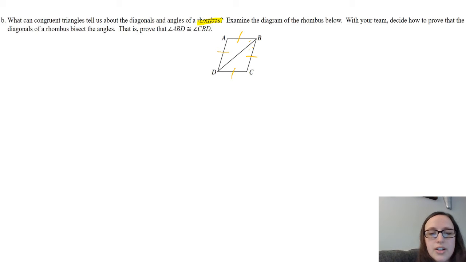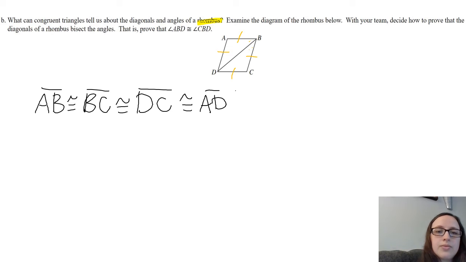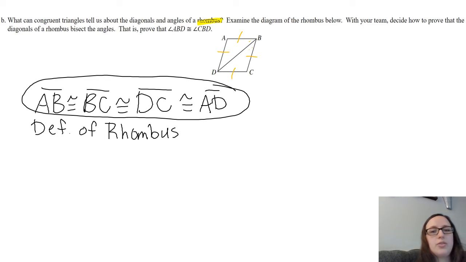All right, so we'll go ahead and start this proof off. I'm just going to make a big bubble saying that all the sides are congruent. Circle all that. The reason we know is the definition of a rhombus, that all sides are equal. Okay, so remember that one wasn't given to us.